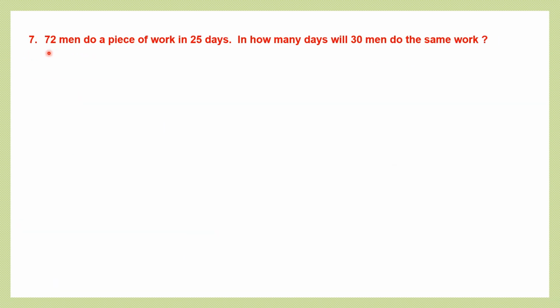Question 7. 72 men do a piece of work in 25 days. In how many days will 30 men do the same work? So we need to find the number of days taken by 30 men to do that same work. So let's say that the number of days taken by 30 men be x.